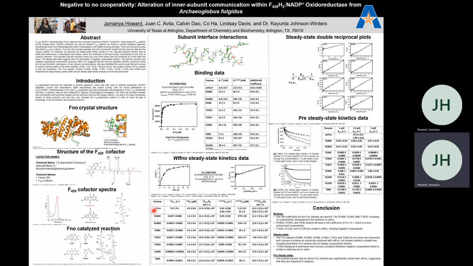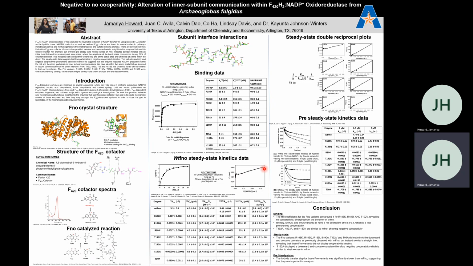Two previous researchers in our lab worked with the FNO form of the enzyme. They took the steady state data that they had and fit it to a double reciprocal plot. With a double reciprocal plot, if you see something that's downward and concave, like you see here, it's an indication of negative cooperativity. If you see a straight line, that indicates no cooperativity. And if you see something that's upward and concave, that indicates positive cooperativity.